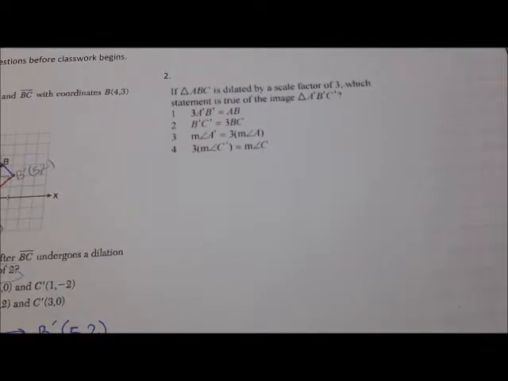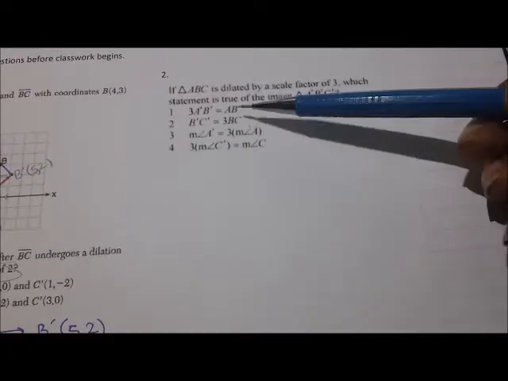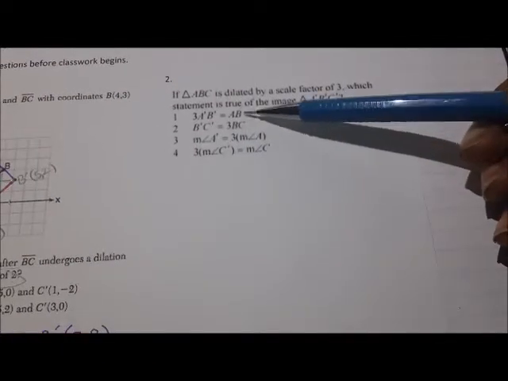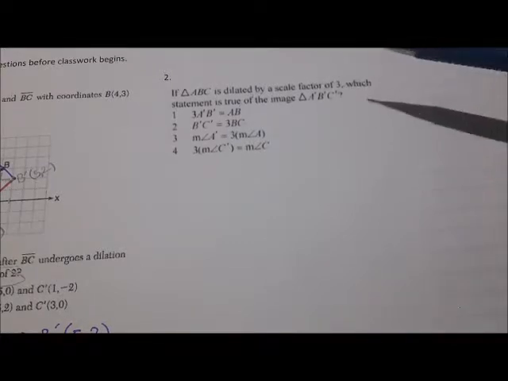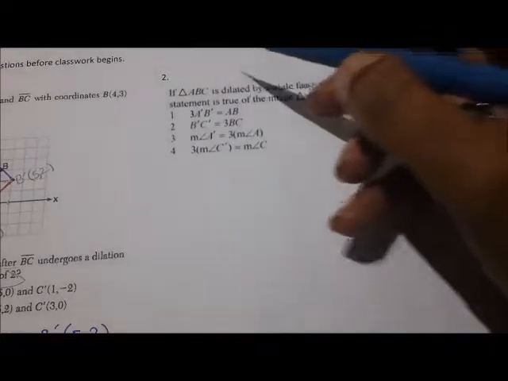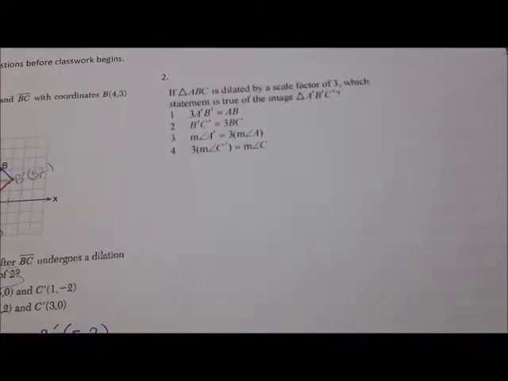So, the first thing that should come to your mind is that when you're dilating an image, you're changing the lengths of the sides of that figure. So we should see that 1 and 2 are based off of changing the sides. And you should also know that the angles of that shape that you're dilating do not change, because by changing the angles, you're also changing the shape of the figure itself.